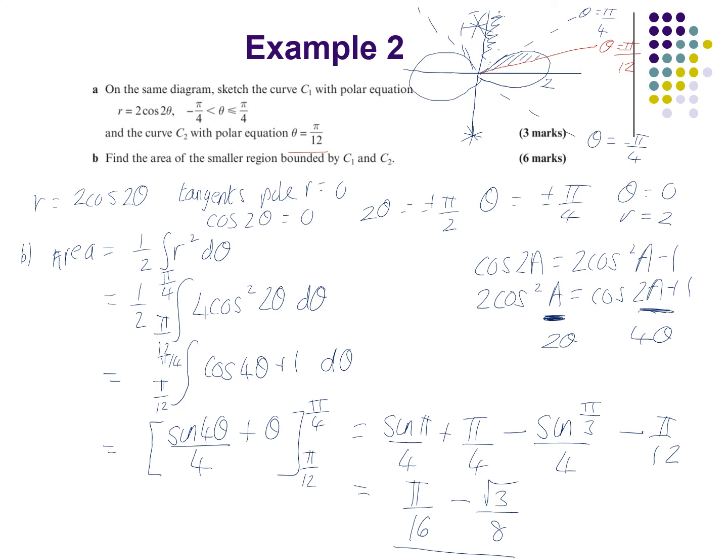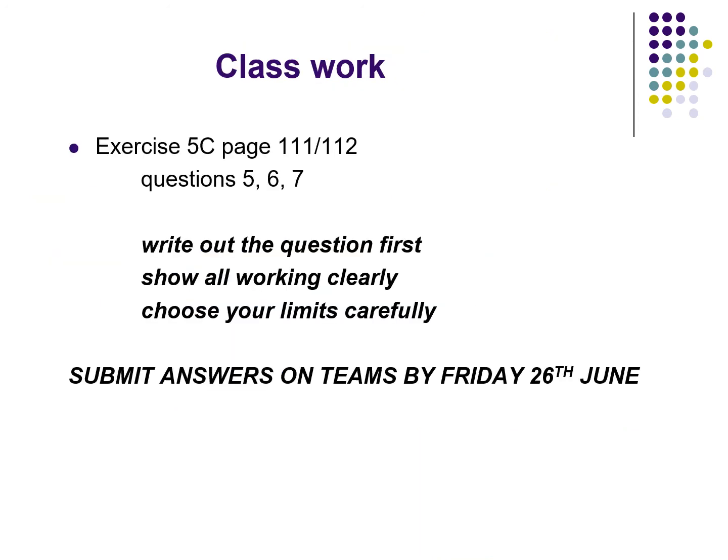Okay, so for that question, that's the important bit that's come up from that extra example, is the fact you must use the tangents to the pole that bound the loops of the curve as your upper limit, rather than necessarily looking at the vertical axis or the horizontal axis. Okay, lovely. Right, so over to you then.